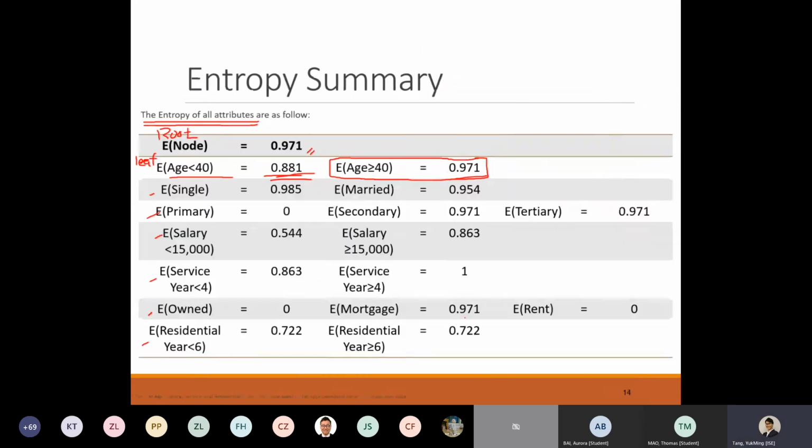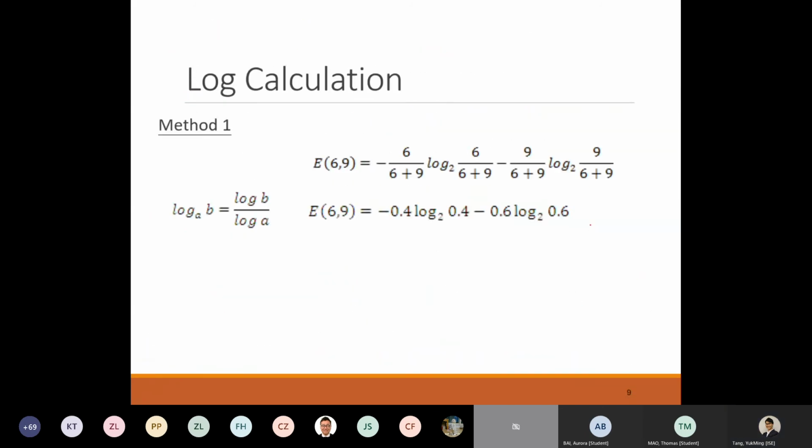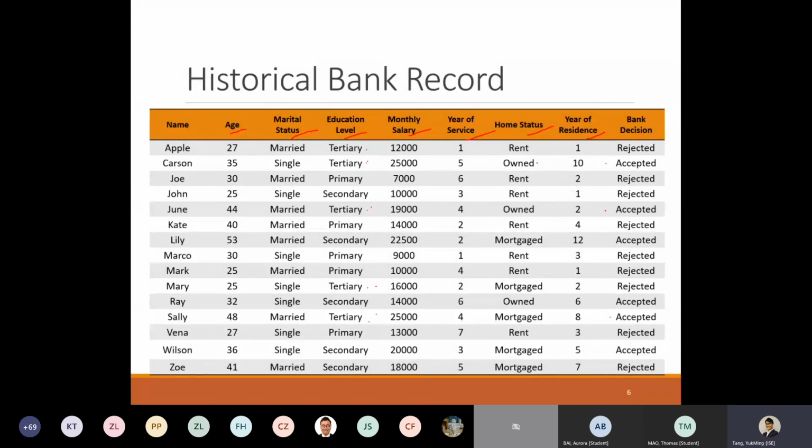We go back to here. Based on this historical data, 1, 2, 3: 3 of them own the flats. And then 1, 2, 3, 4, 5: 5 of them buy the flat but need a mortgage. And 1, 2, 3, 4, 5, 6, 7: 7 of them rent the flat.